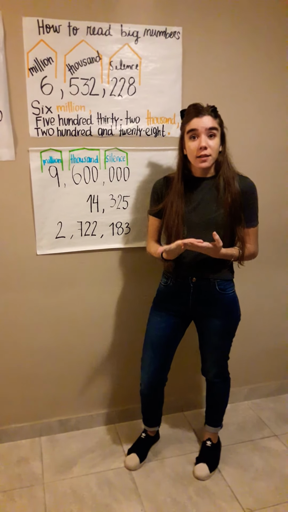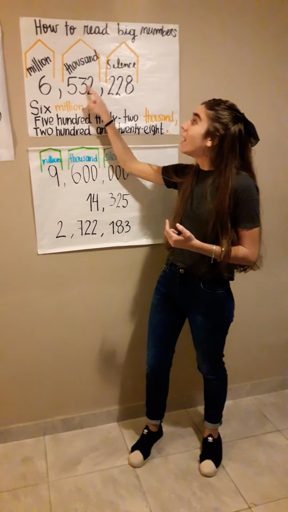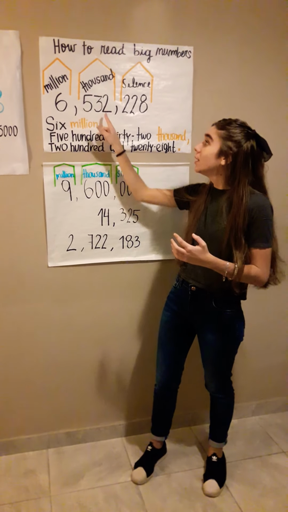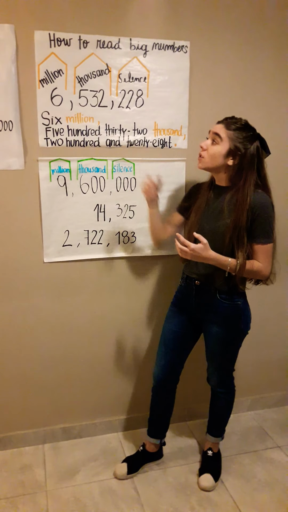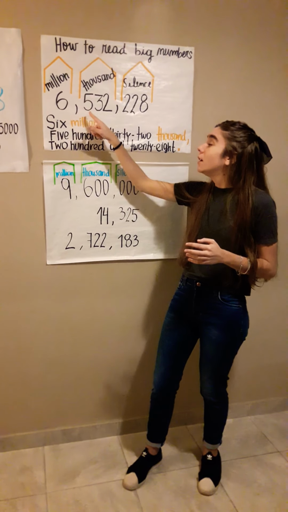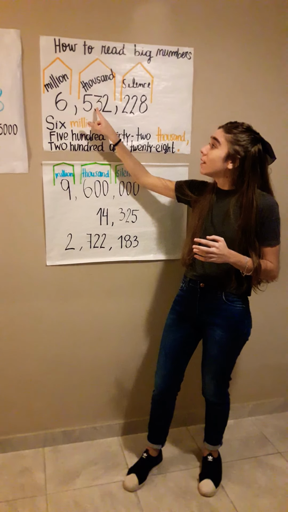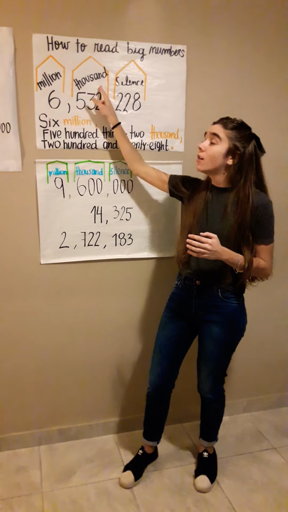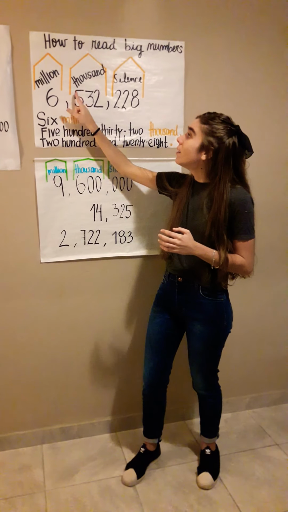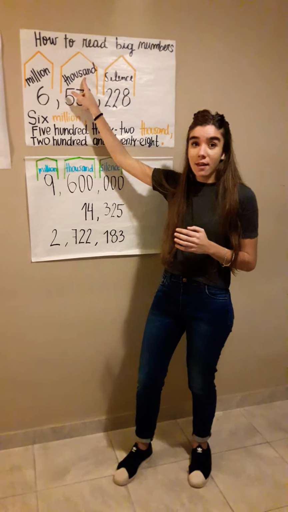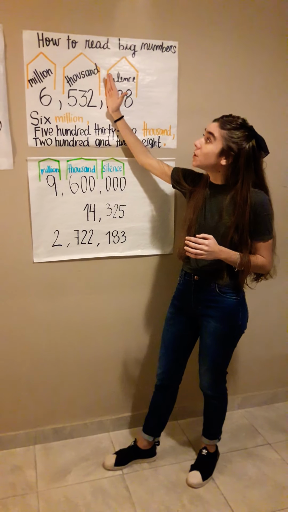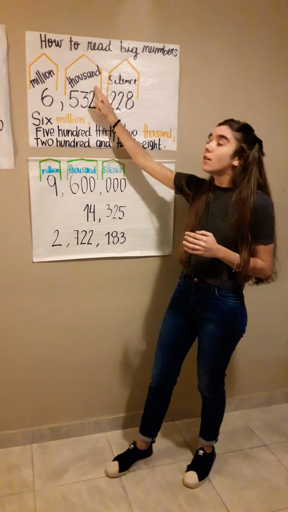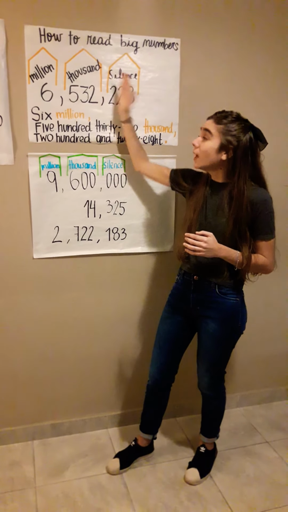And we're going to ask, who is in the 1,000 house? And here we have this number. So we're going to read this number. 532. So 532,000. Okay? 532,000. And we're going to read up to here. 6,532,000. Okay?